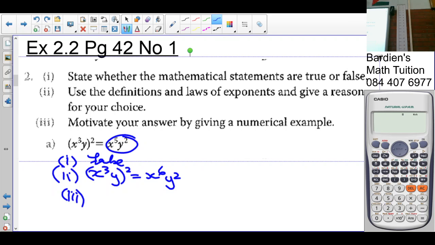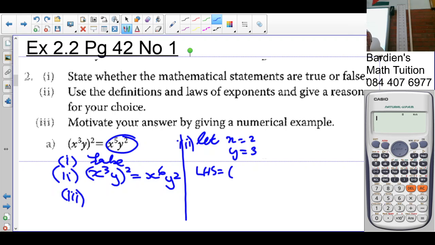Okay. Number 3. Motivate your answer by giving a numerical example. So we say that x equals 2 and y equals 3, for argument's sake. Then the left-hand side is simply going to be (2 squared times 3) all squared. Now 2 squared is 4, 4 times 3 is 12, and 12 squared is 144.